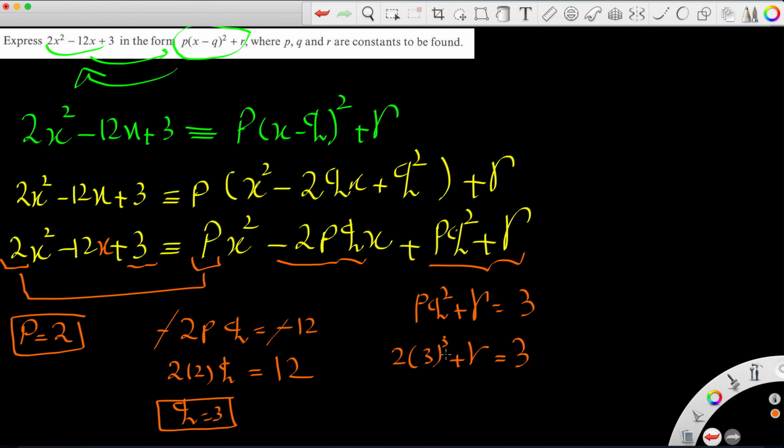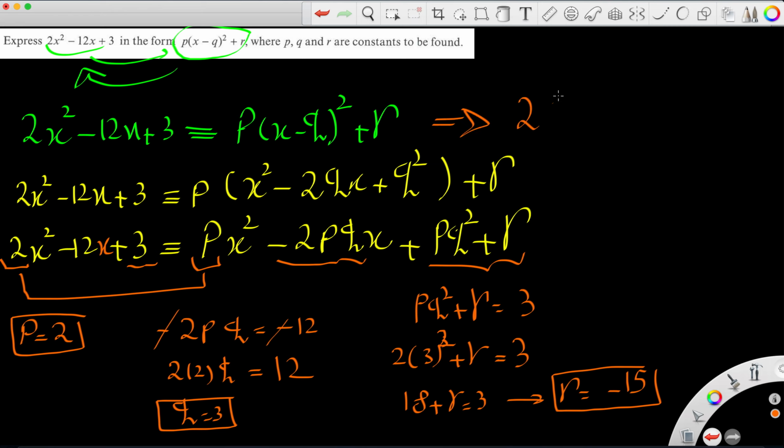So it will be 2 times 3 to the power of 2. It will be 18 plus r is equal to 3. So r is negative 15. Now I rewrite it in this form. P, what is p? 2. x minus q, so x minus 3 squared minus 15. It is exactly what we got using the previous method.